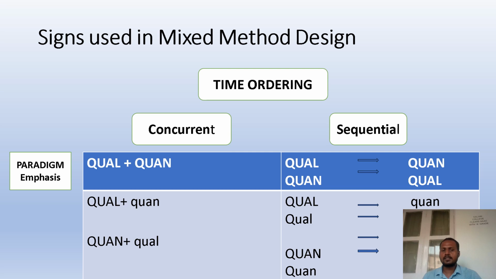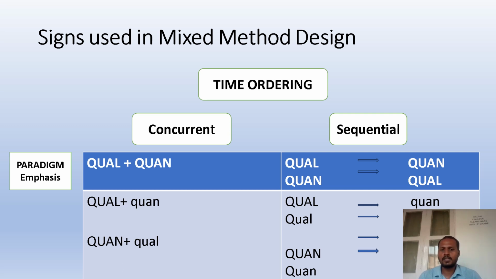When you are collecting data simultaneously, that is qualitative and quantitative, at the same time. For example, you are observing your students, and you are also assessing their performance on the basis of rating scales and on the basis of observation. So at the same time you are collecting both the data.